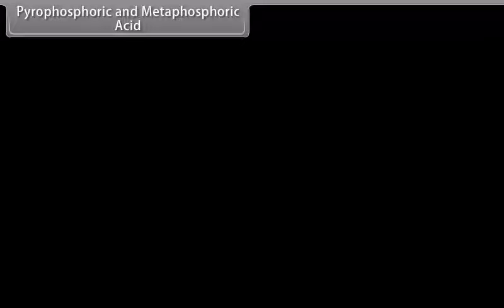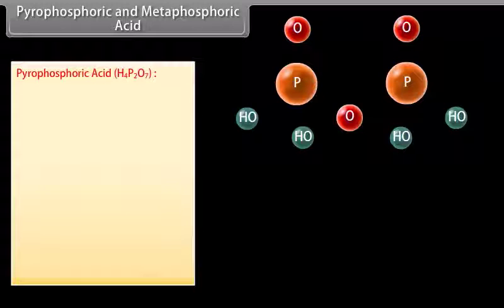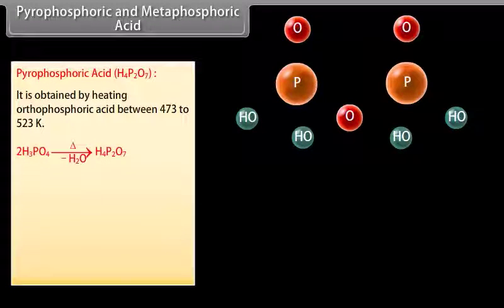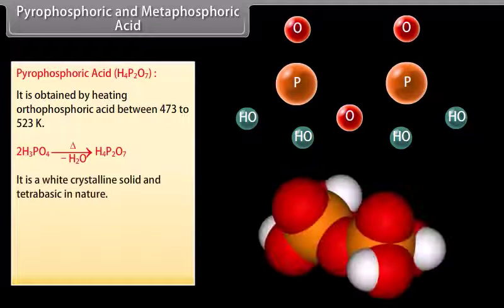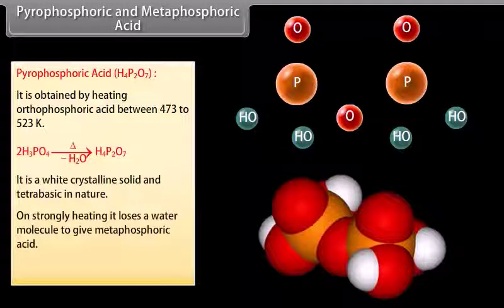Pyrophosphoric and metaphosphoric acid. Pyrophosphoric acid is obtained by heating orthophosphoric acid between 473 and 523 Kelvin. It is a white crystalline solid and tetrabasic in nature. On strongly heating, it loses a water molecule to give metaphosphoric acid.